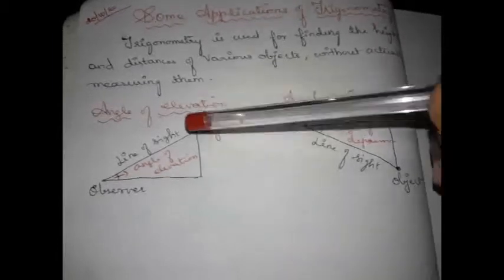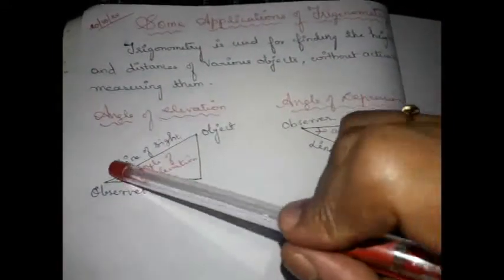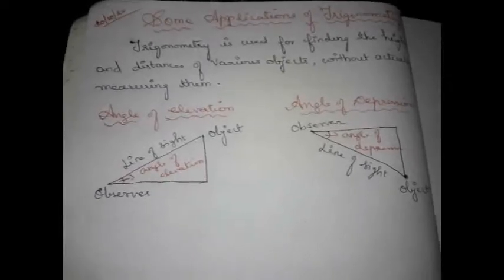So what is elevation and what is depression? If the observer raises their head up to view an object, then it is the angle of elevation. If the observer puts their head down to view the object, then it is the angle of depression. If we know these two basic things, we can solve the problems easily.